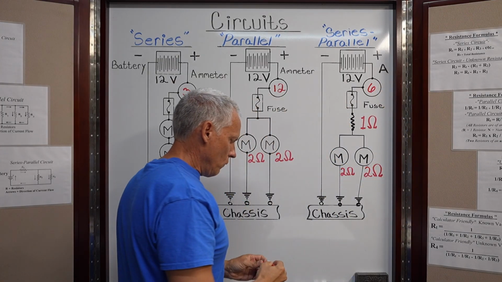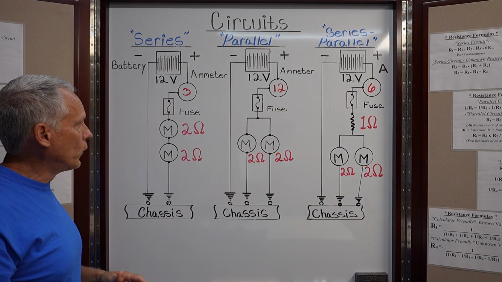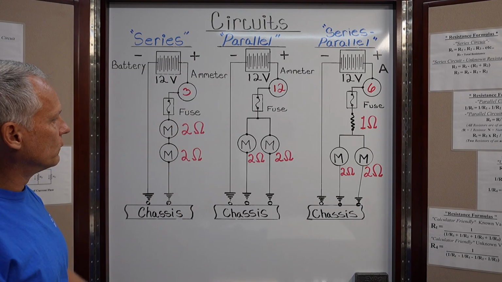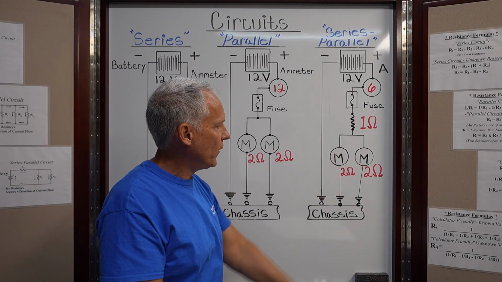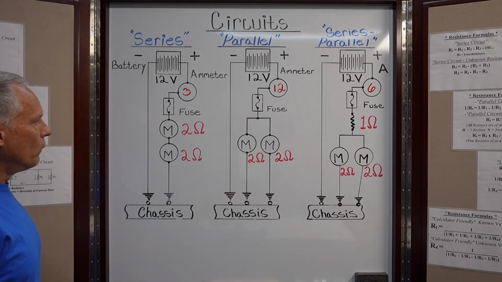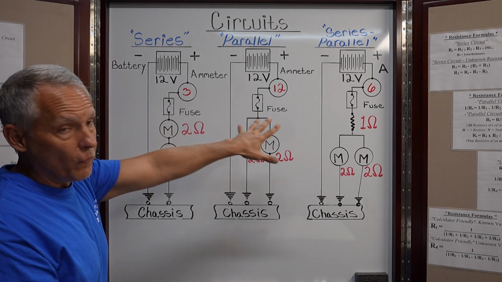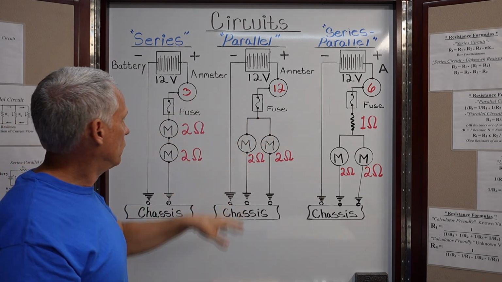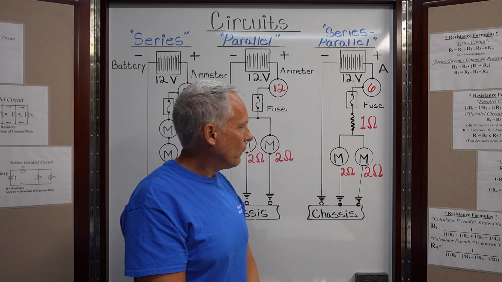So 3 similar looking circuits as far as 2 fan motors in a circuit. This circuit over here, we added a resistor to it. So in those circuits we have 3 totally different current flows: 3 amps, 12 amps, and 6 amps.